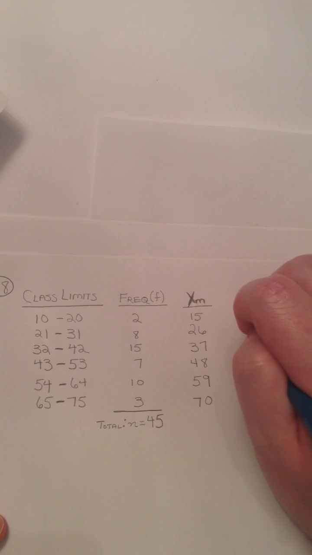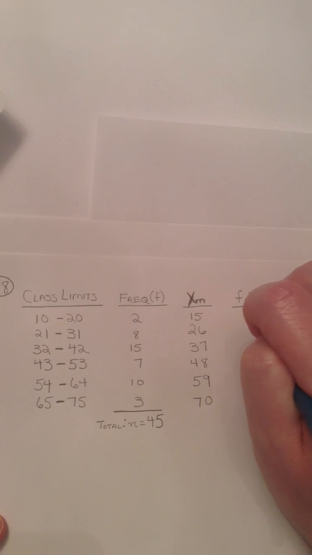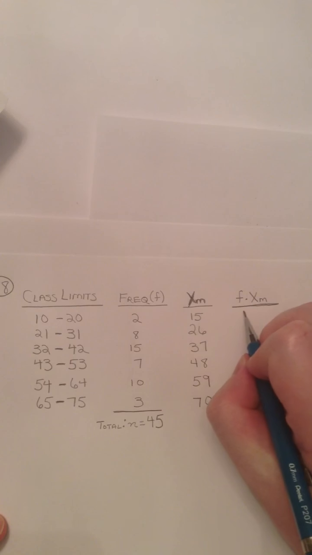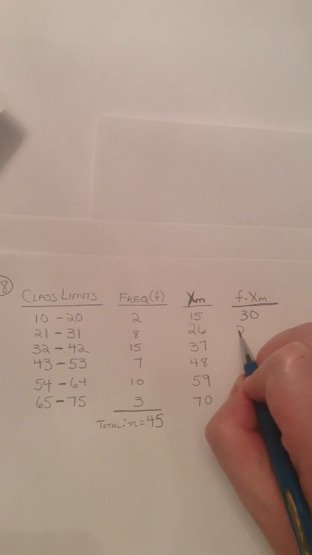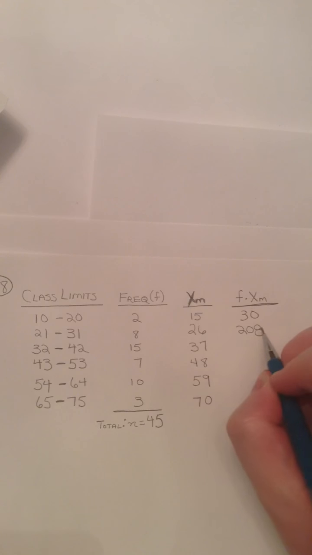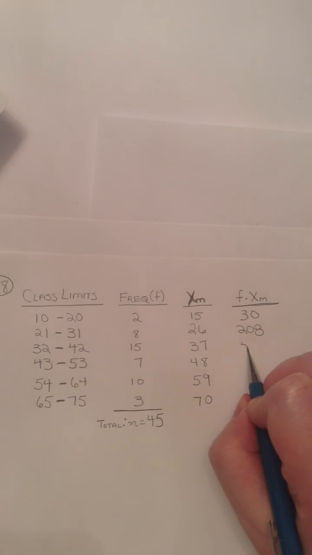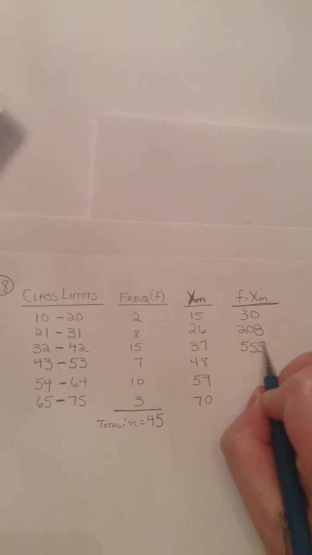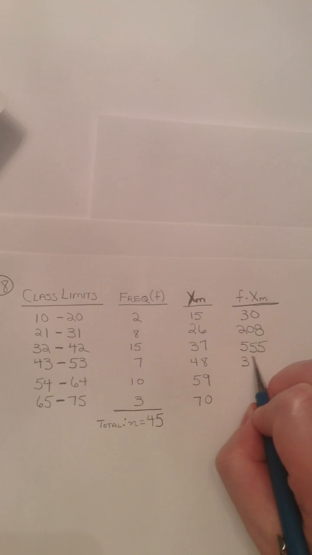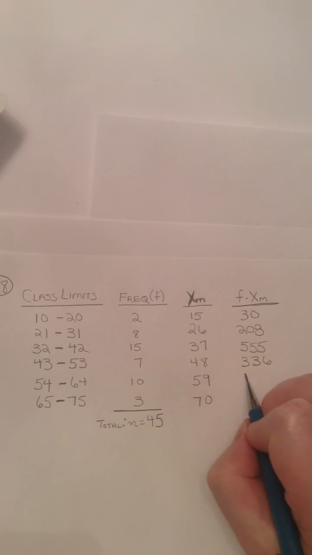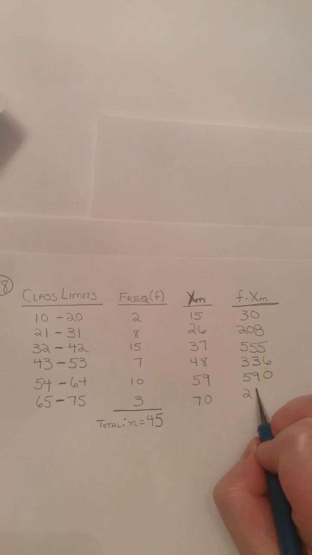In taking the product of the frequency and the midpoint, for the first class we have 2 times 15, which is 30. Then 8 times 26 is 208. 15 times 37 is 555. Then 7 times 48 is 336. 10 times 59 is 590. 3 times 70 is 210.